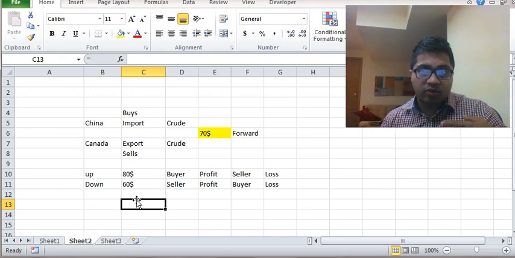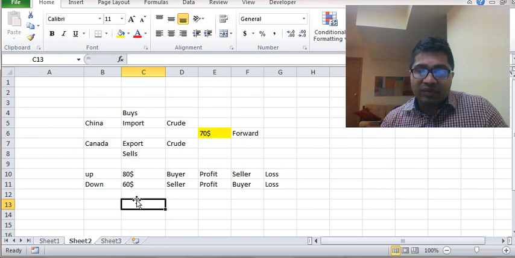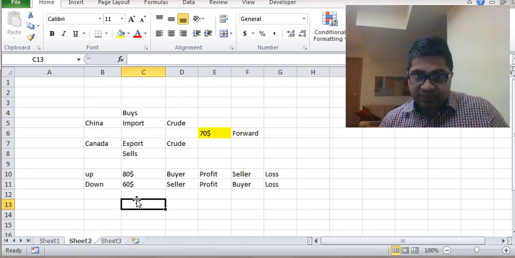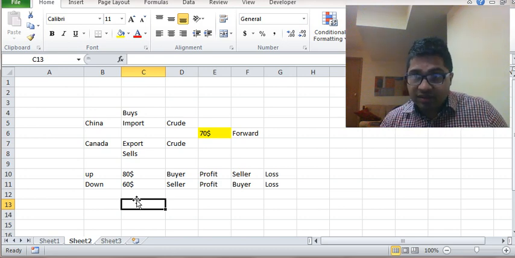Mostly forwards are traded over the counter. So there is an investment bank who brokers the deal between two parties. So they are traded majorly over the counter. There is no exchange trading. And they have a large counterparty risk. So any country can default on its commitment. So if crude goes to 80, Canada may deny selling to China at 70. So China faces a counterparty risk. Same way, if crude goes to 60, China may deny buying crude from Canada. So if crude goes to 80, Canada may stop selling to China.